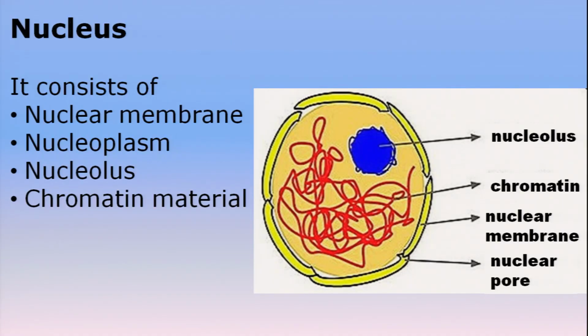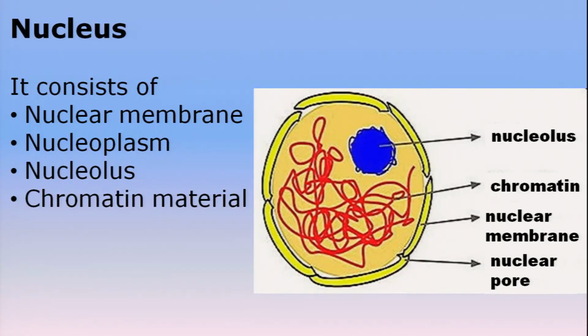And we will now see the structure of nucleus. Nucleus consists of 4 components basically. First is nuclear membrane. It's also called nuclear envelope. Then nucleoplasm, nucleolus and chromatin material. So the nucleus is surrounded by a membrane. It's a double layered membrane. It's called nuclear membrane. You can see there are many pores present in the nuclear membrane.